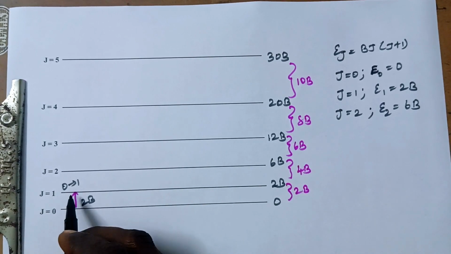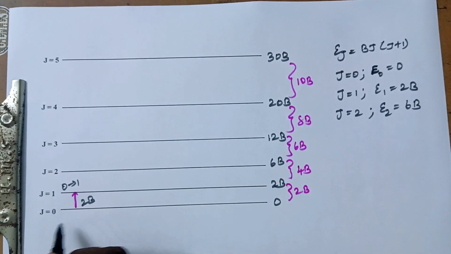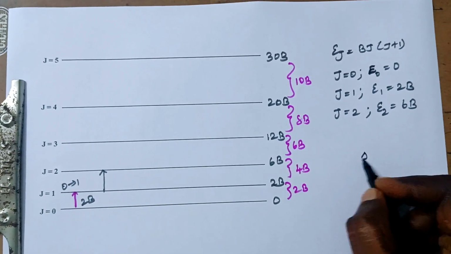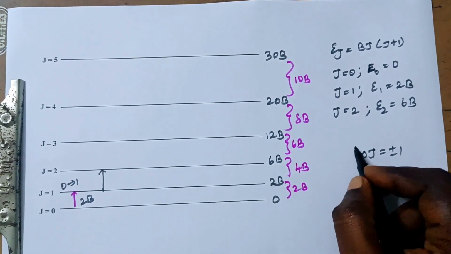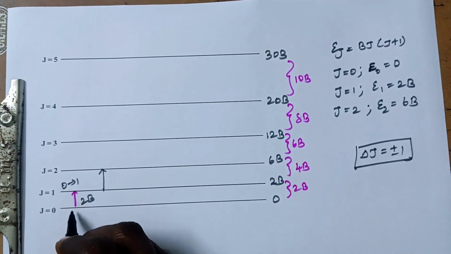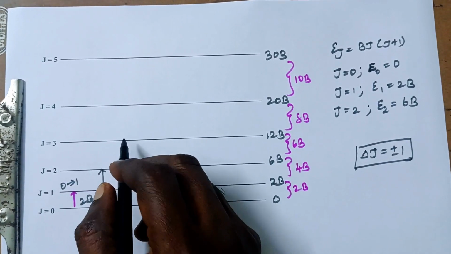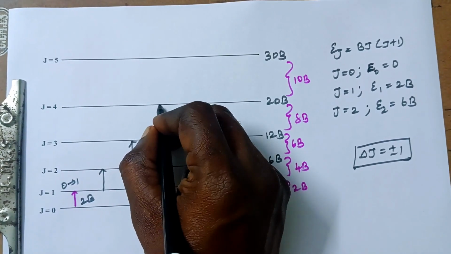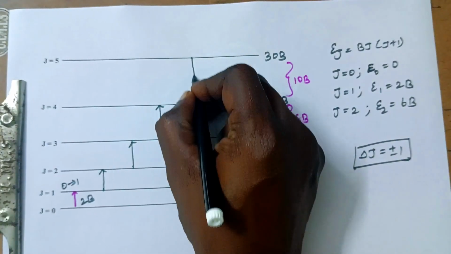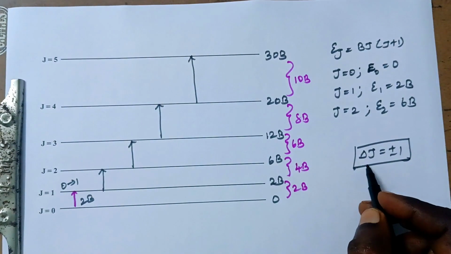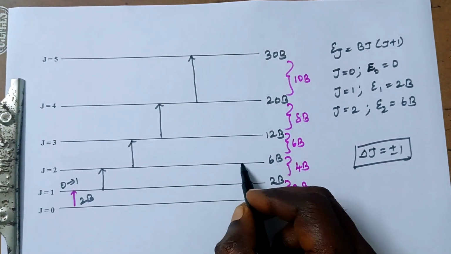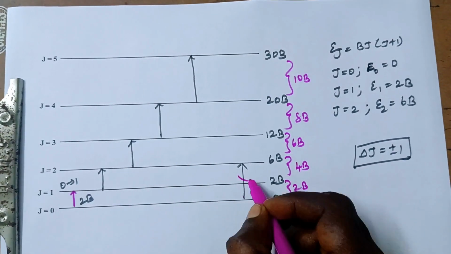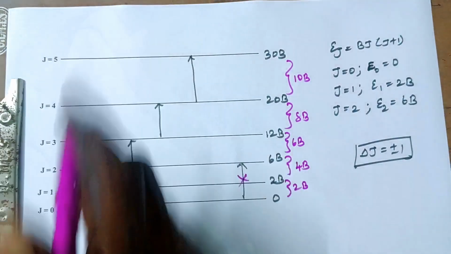The energy required for this transition 0 to 1 is 2B, and 1 to 2, because it should follow delta J is equal to plus or minus 1. So this is for plus 1: 0 to 1, 1 to 2, 2 to 3, 3 to 4. These are the allowed transitions following delta J is equal to plus 1. If you take 0 to 2, this is not allowed because it violates the selection rule. So these are the allowed transitions.